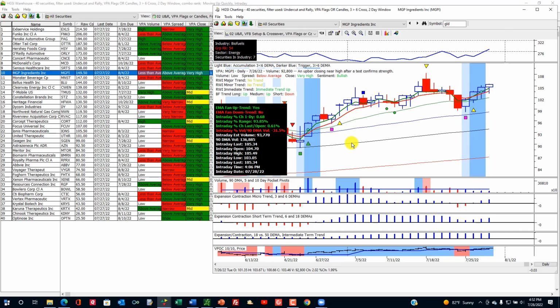Yeah, these setups will work on anything. It can be even a leveraged Bitcoin ETF and so on. Of course, they move a lot faster, obviously.